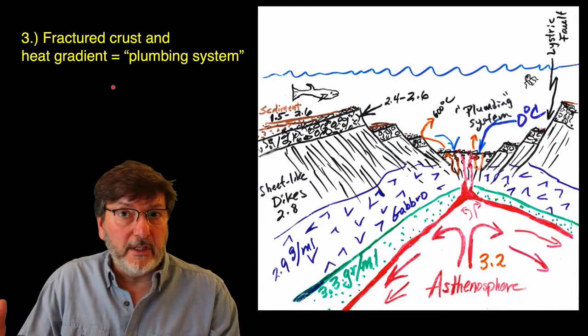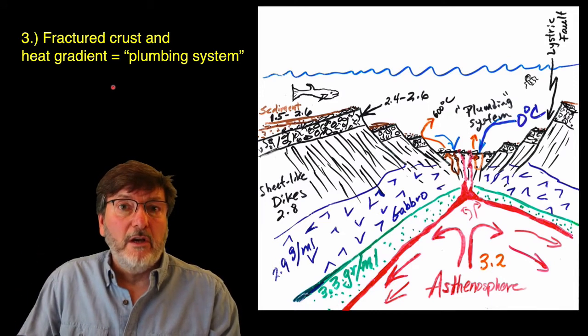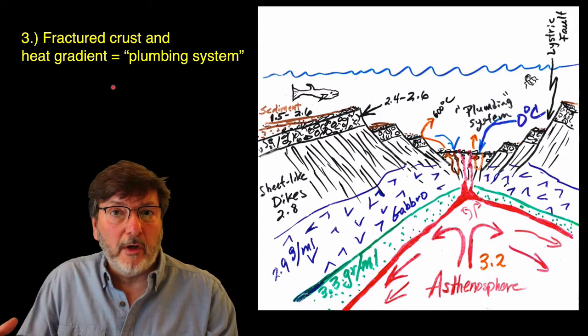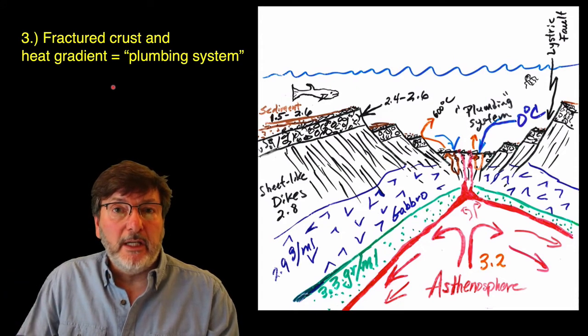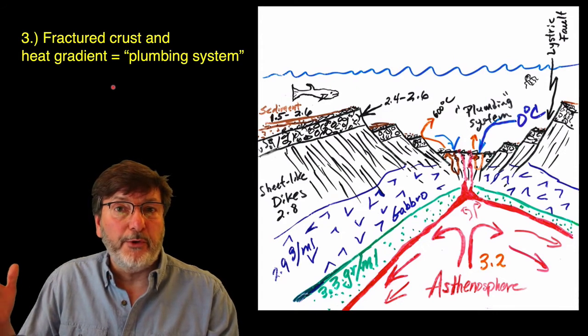So let's look at the result. The result is we've got a fractured crust with an extreme heat source below. Those are elements we need. Now we have the fractures to produce the pipes. That's our plumbing system.